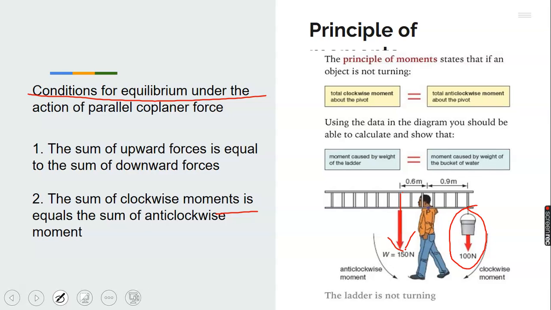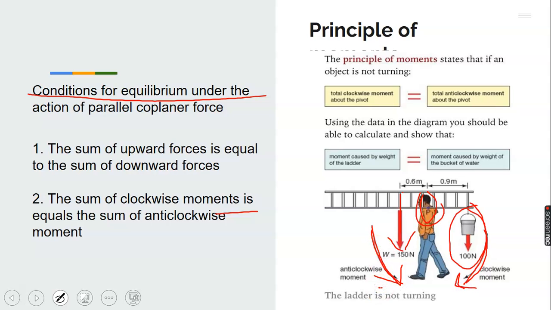Now, the shoulder of this man is our pivot. We call it P. Now, look at this arrow. This arrow, we call it anti-clockwise. This one, we call it clockwise because it's moving in the same direction as our clock. That's what we call clockwise moment. And the one that is moving against it, we call anti-clockwise moment. That means total clockwise moment about the pivot equals total anti-clockwise moment about the same pivot. Look at it. You equate them.